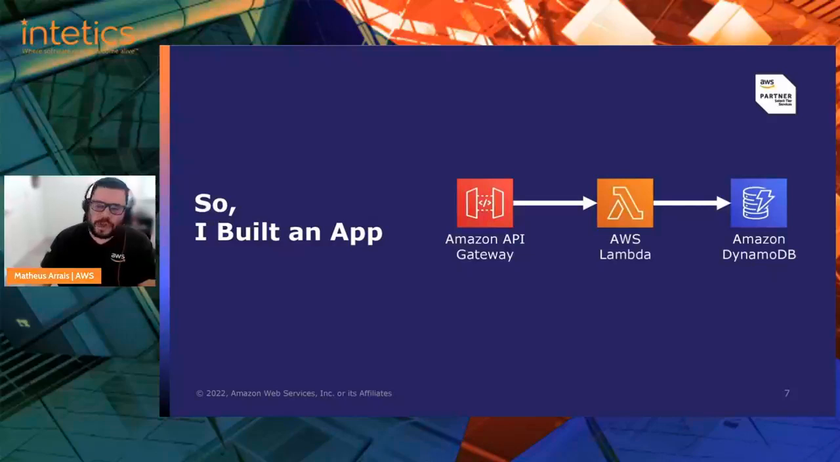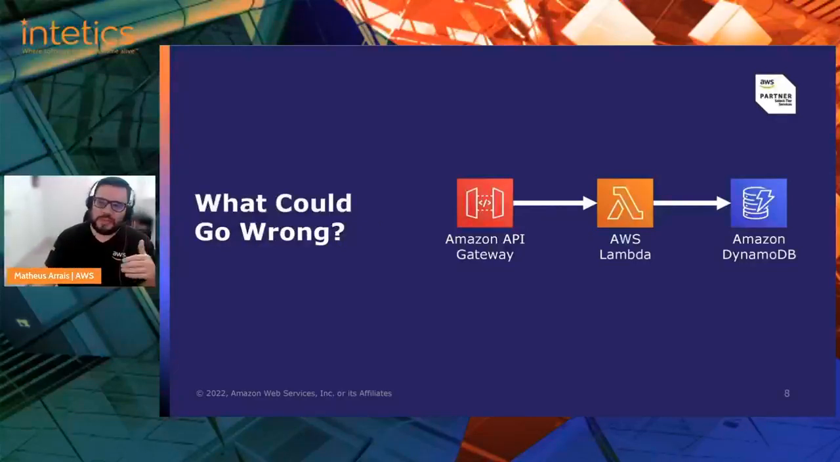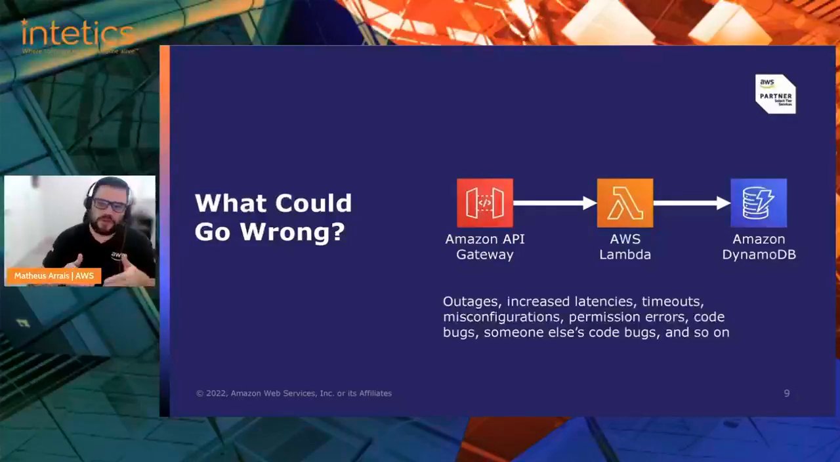So, okay, you build the solution, right? You build the app. It is a common serverless application: API Gateway, Lambda, and DynamoDB. So what exactly could go wrong with this application? Many things, actually. You can have an outage, an increase of latency, timeouts, errors. You know, serverless is not a silver bullet, right? So there are a couple of things that you need to take care of to make sure that your application is up and running.